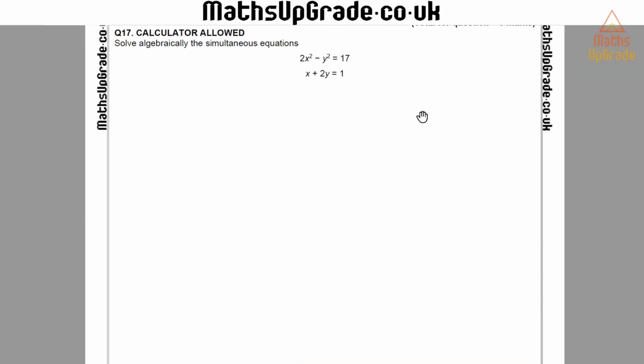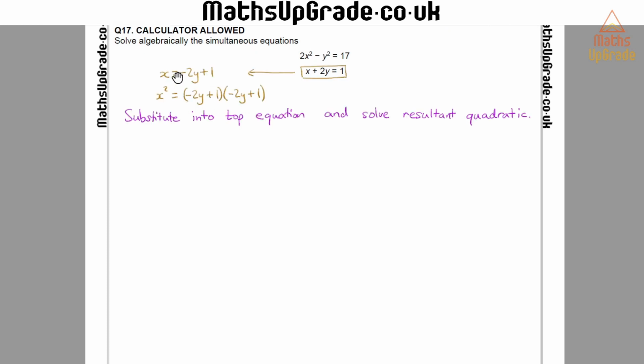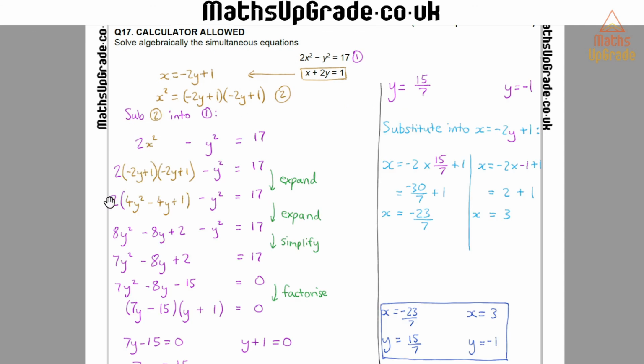Similar to the previous questions, question 17 involves simultaneous equations combined with quadratics. So I'm going to rearrange this bottom equation to make x the subject, and substitute it into the top equation, and I'm going to solve the resultant quadratic and use those values to find the other values for the other variable. So x equals negative 2y plus 1. That means x squared must be this. If I substitute this into the top equation here, I'll get this line here.